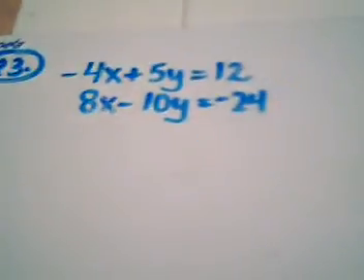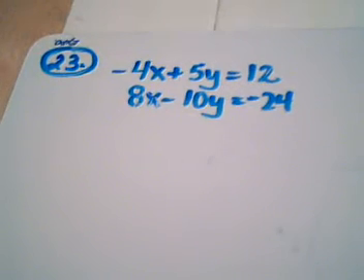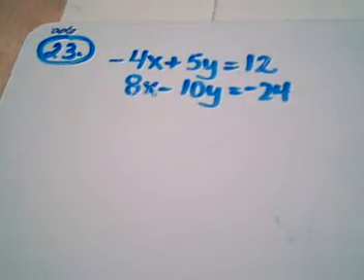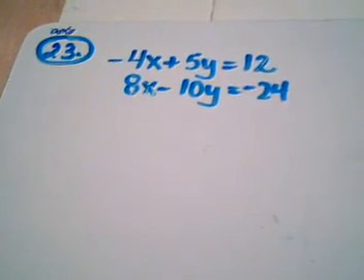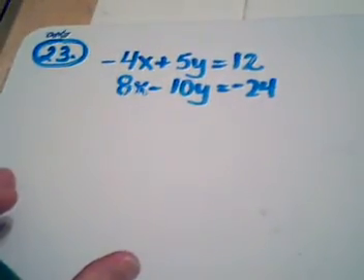All right, so let's go do this one. Come on with me over to my paper, walk with me, and there we go. Let's find the paper, and we found it. Here is question number 23. We have a linear system. The opposite of 4x plus 5y equals 12, and 8x minus 10y equals a negative 24.